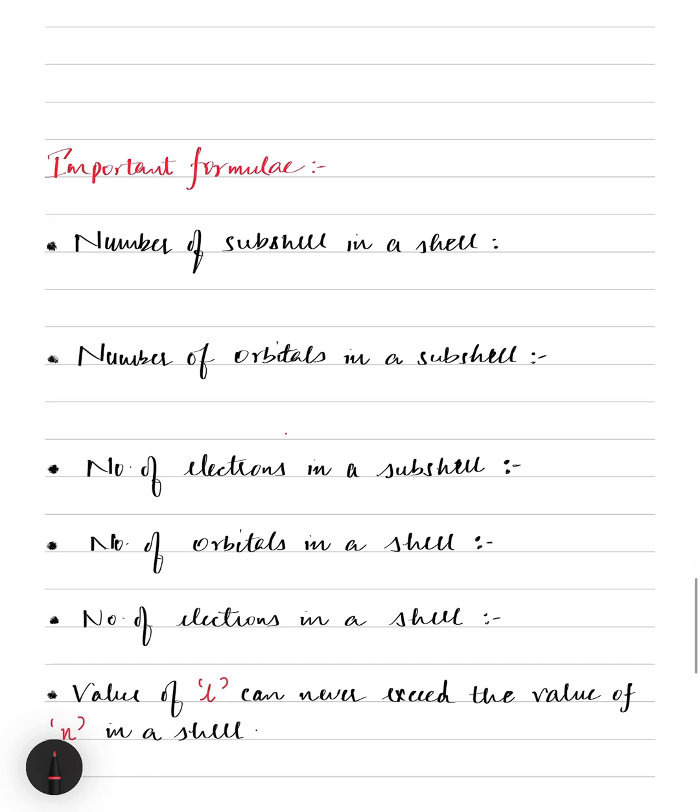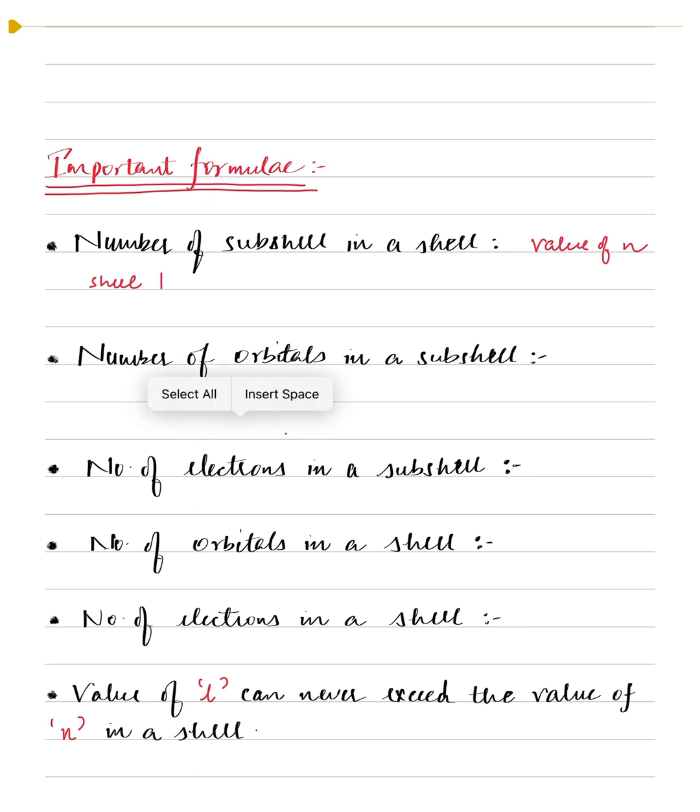Last, a few important formulas to apply in these rules. First rule: number of subshells in a shell. In any shell, the number of subshells present is equal to the value of n. How? The first shell has the value 1, so it has only one subshell, which is the s subshell.